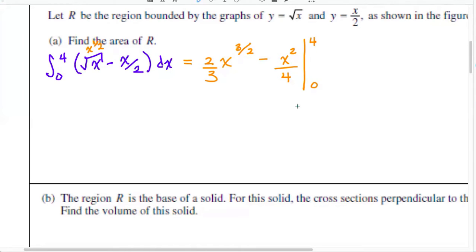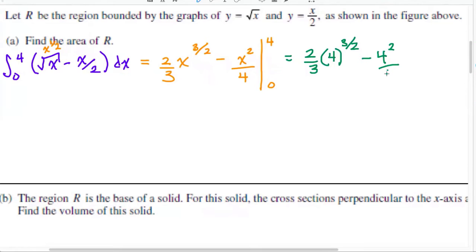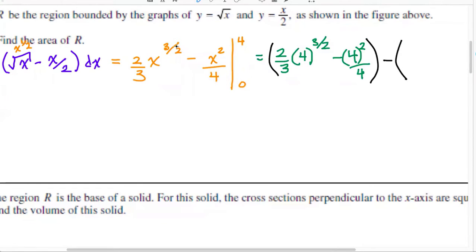All right. So plugging in, I'm going to plug in 4 first. So I have 2/3 of 4 to the power of 3/2 minus 4 squared over 4. I should put parentheses around this whenever I do my substitution, just be careful. And notice what happens if I plug in 0. So technically I should be saying all of this thing minus, okay, now I'm going to plug in 0, but when I plug in 0, 0 to the power of 3/2 is 0, times 2/3 is 0, minus 0. This is all going to be 0, so I'll say 0 minus 0. Just to show that, yes, I did plug in 0.